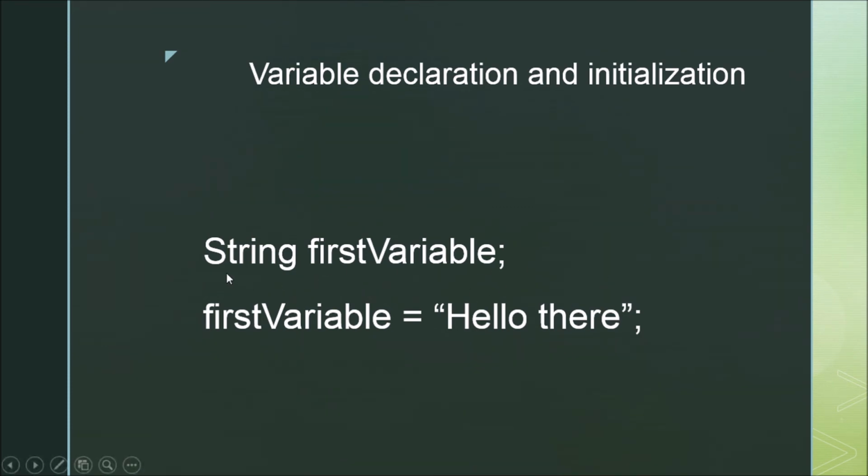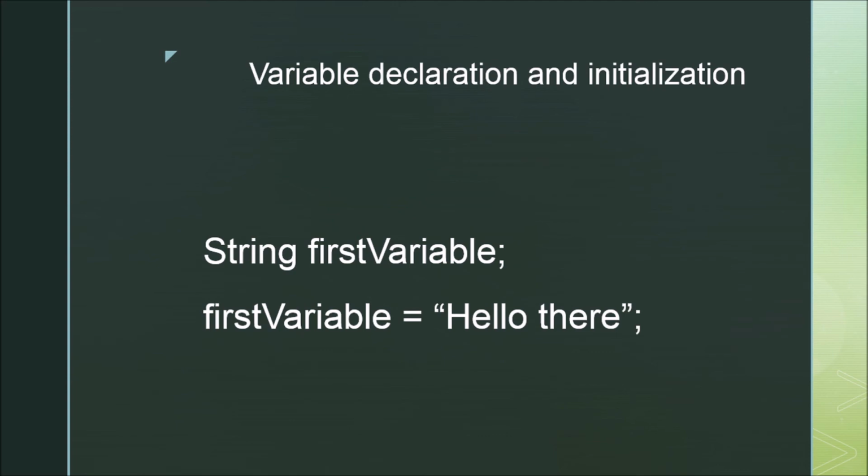Let me remind you once again, the first line over here is called variable declaration. This is where you specify your variable name and variable type, which is string in this case, since we are planning to store some text. The second line is variable initialization. This is where you provide a first value for the variable, in this case, hello there.